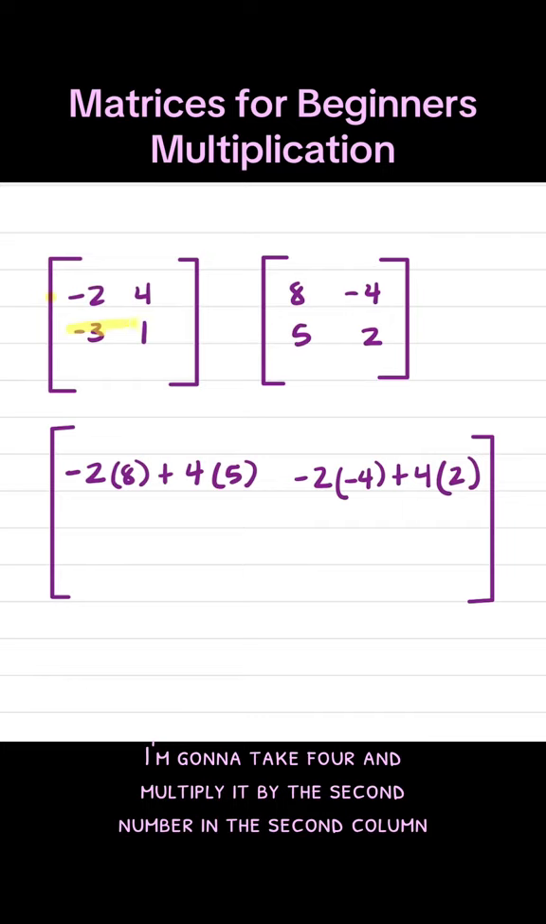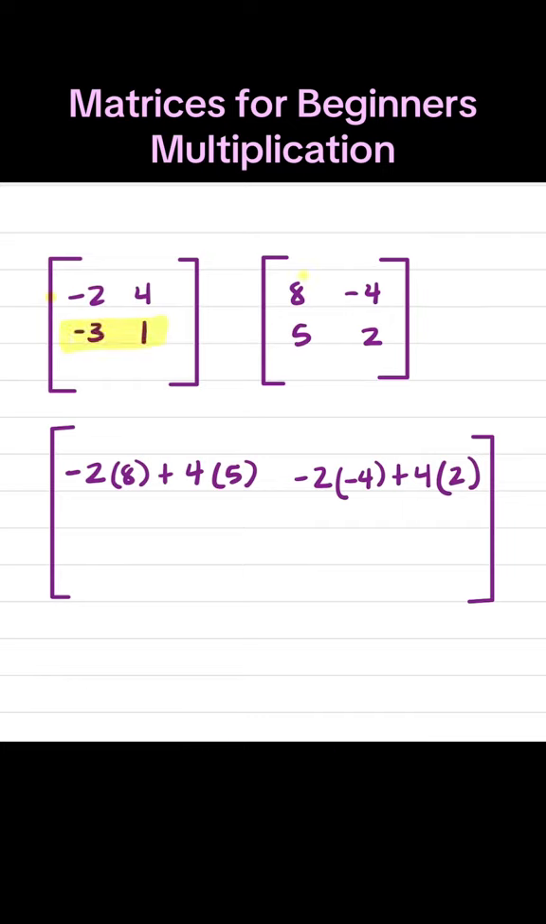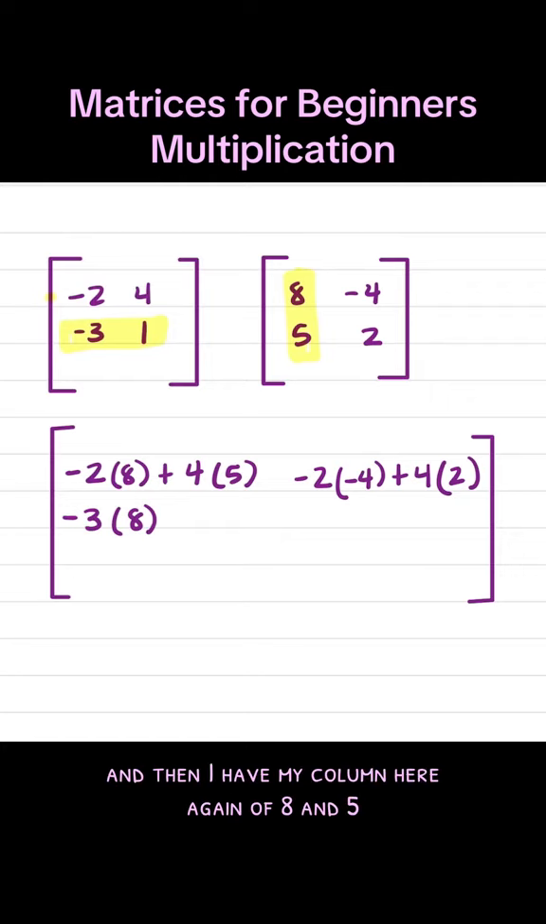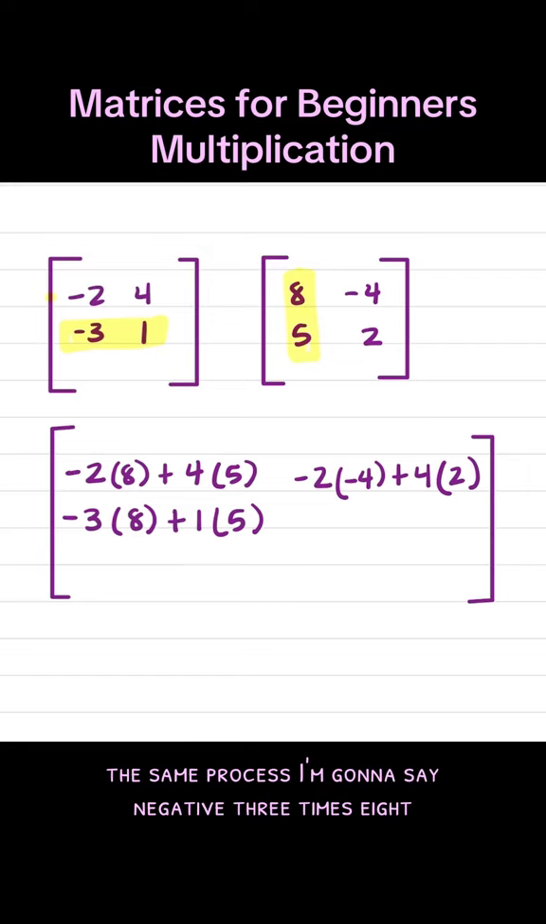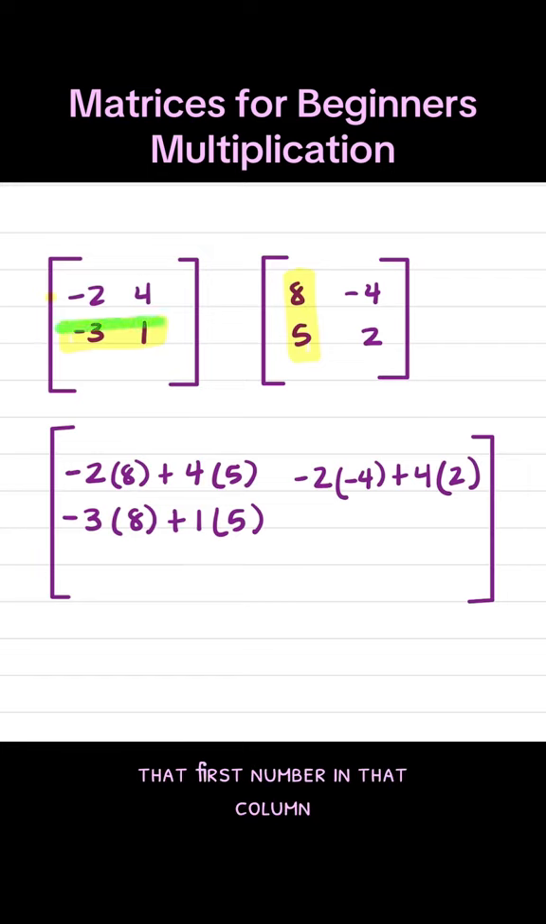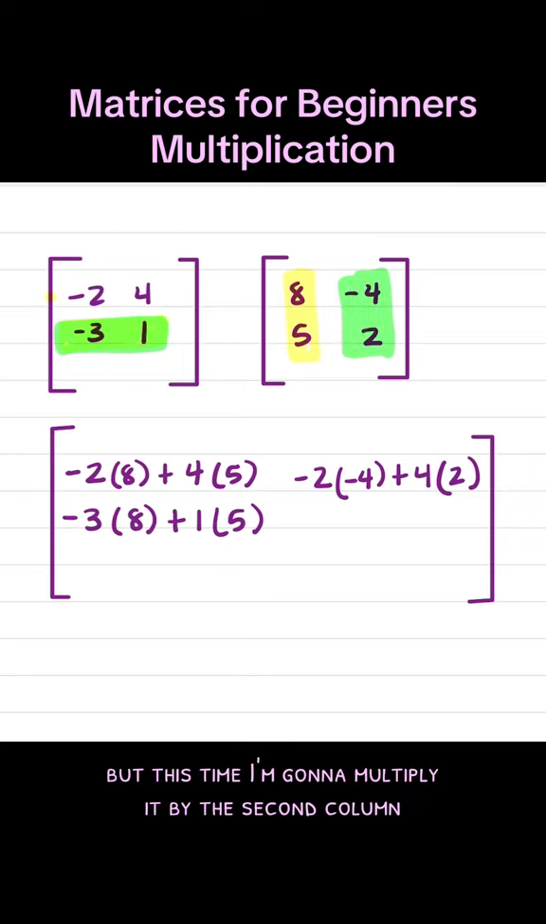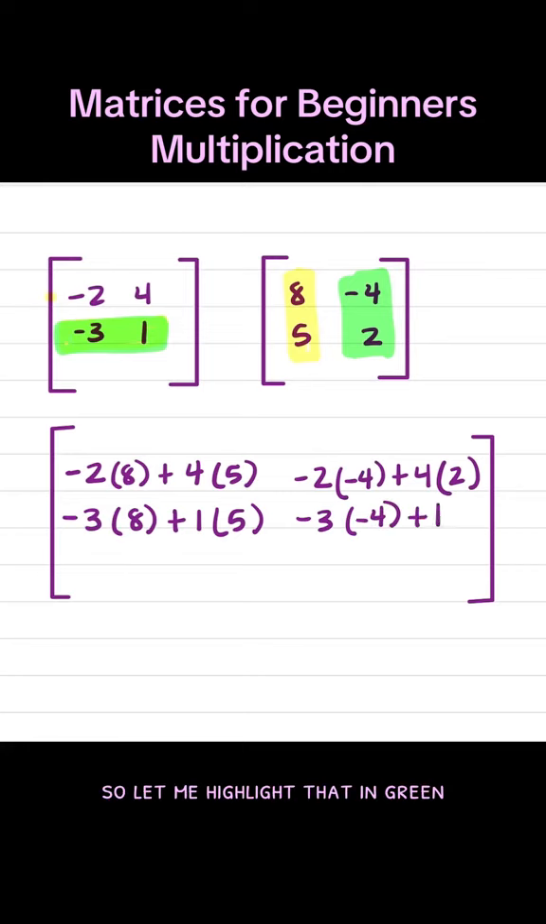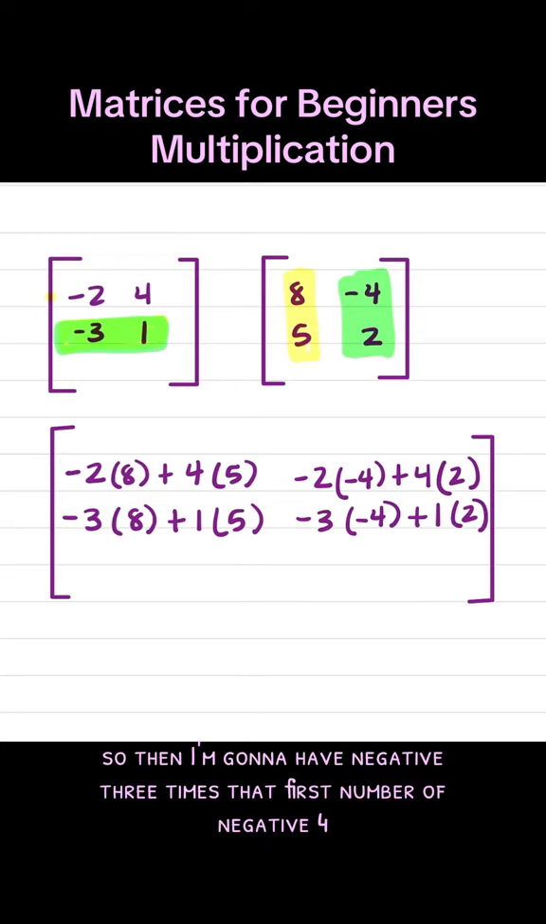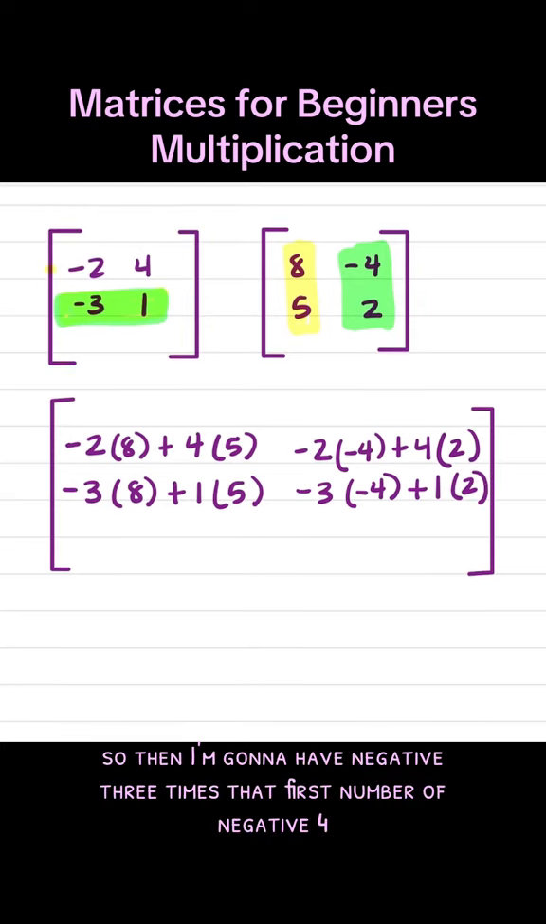So the next row, I have -3 and 1, and then I have my column here again of 8 and 5. So same process, I'm going to say -3 times 8, that first number in that column, plus 1 times 5, the second number in the column. Now I'm going to take that row again, but this time I'm going to multiply it by the second column. So let me highlight that in green. So then I'm going to have -3 times that first number of -4 plus 1 times the second number in that column. And then last, all I have to do is just clean this up.